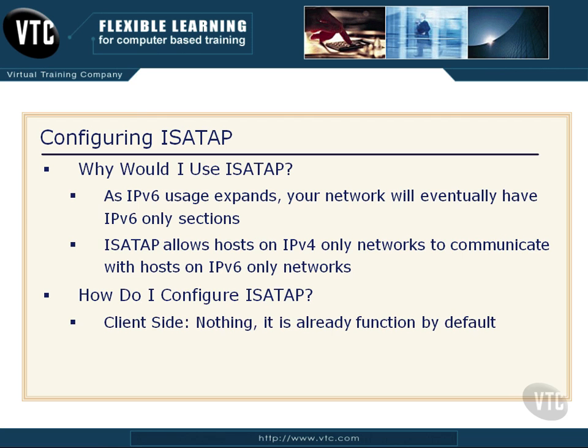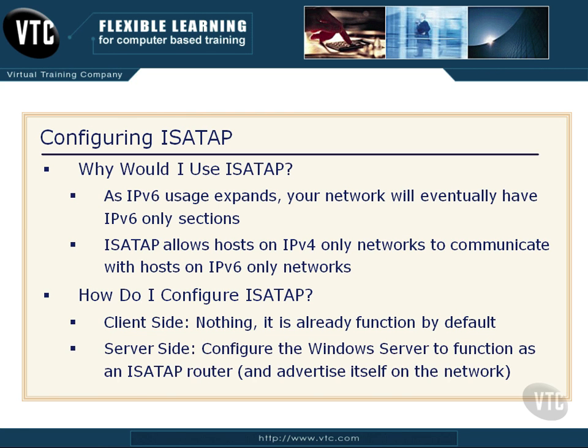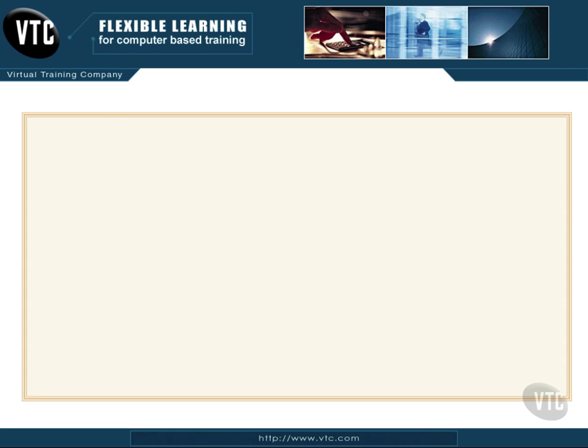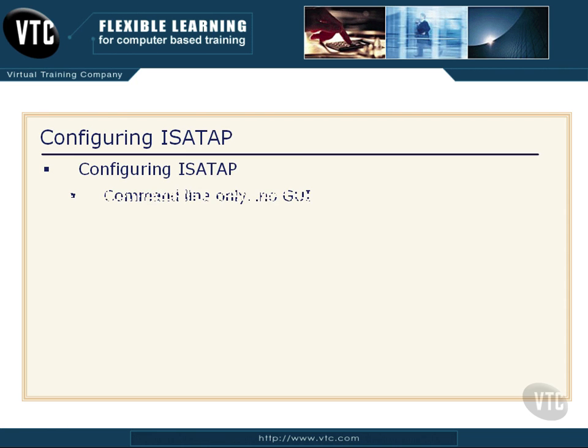So how do we configure this and make it happen? Well, here's the good news. On the client side, you don't have to do anything. It's already a function that's working by default. On the server side, you're going to have to do some configuration. You're going to have to tell your Windows server to function as an ISATAP router and then advertise itself on the network so that the clients know where to send their IP version 6 traffic.